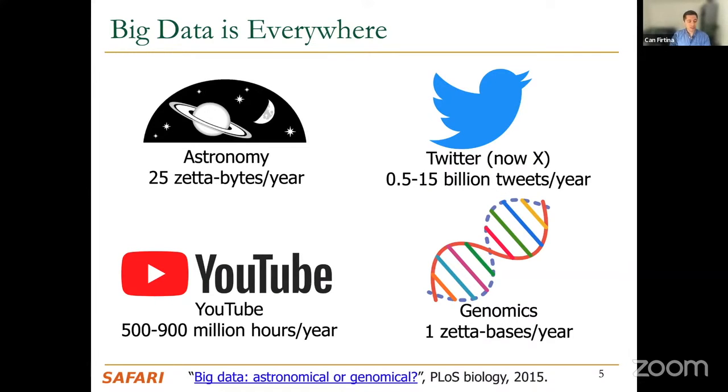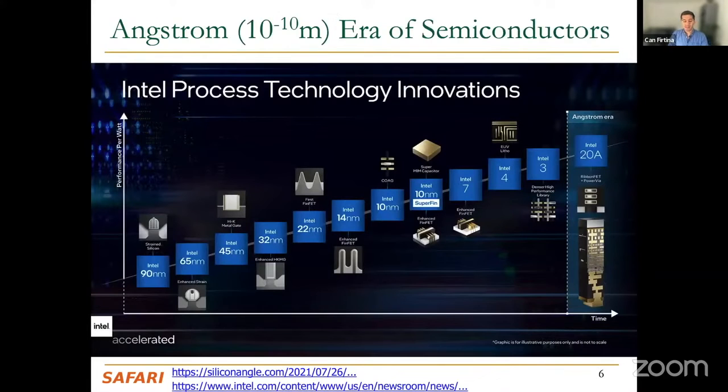And the amount of data that we're generating is increasing day by day. When you think of use cases such as astronomy or social media like YouTube or X, or even the genomics data that we're interested in this course, they are generating lots of data. And this data is generated perhaps even faster than we can process it. The speed of data generation is faster than the speed at which the technologies are evolving.